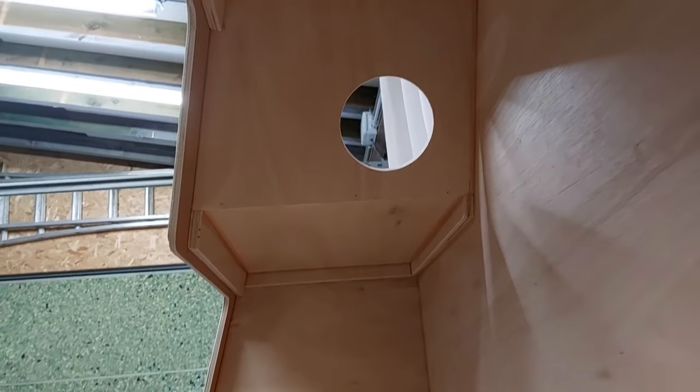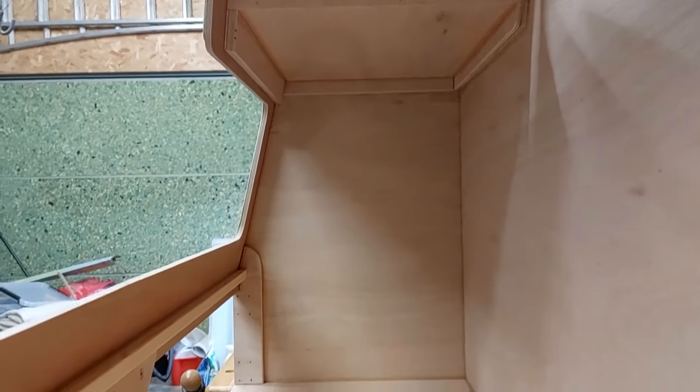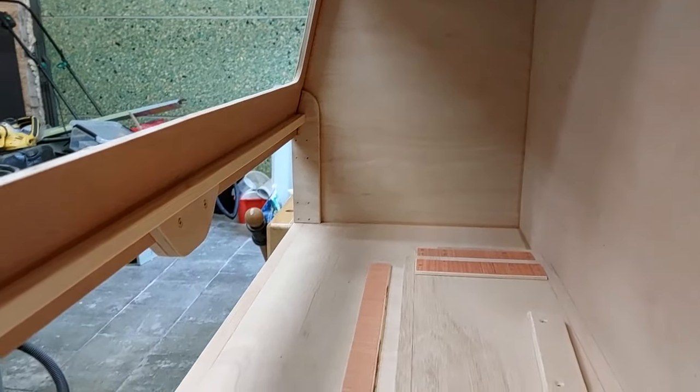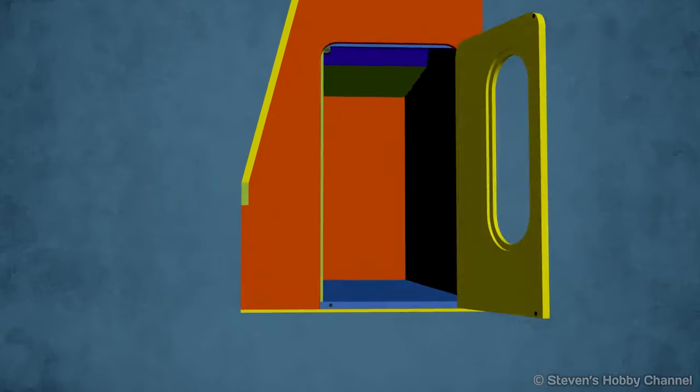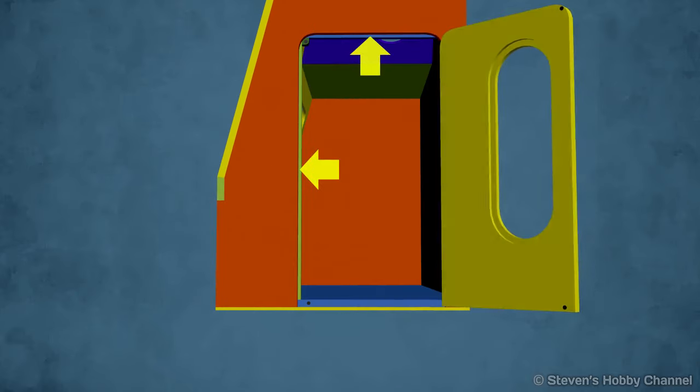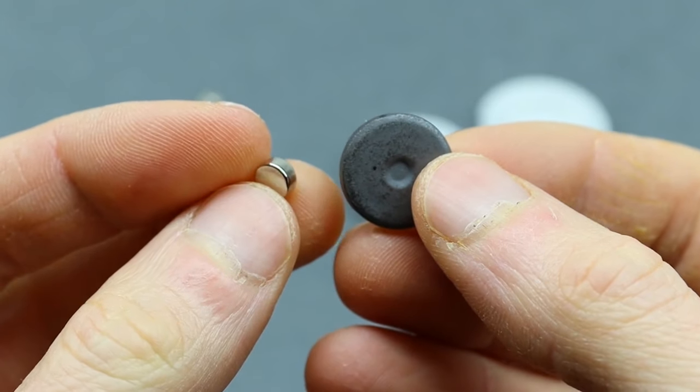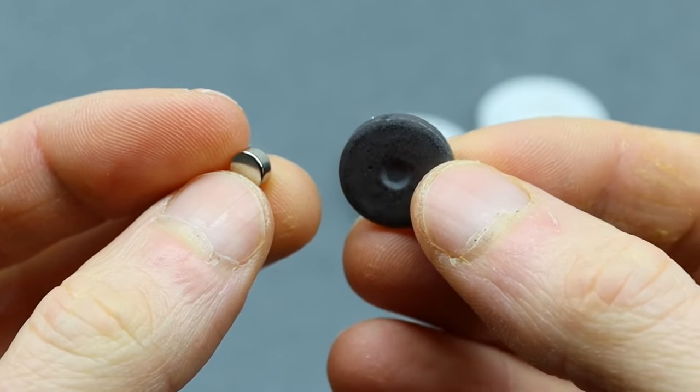You can also spot some more reinforcements made from scrap wood. On the right side, these pieces also act as a doorstop. All of the doors will later have a small magnet installed to keep them closed.